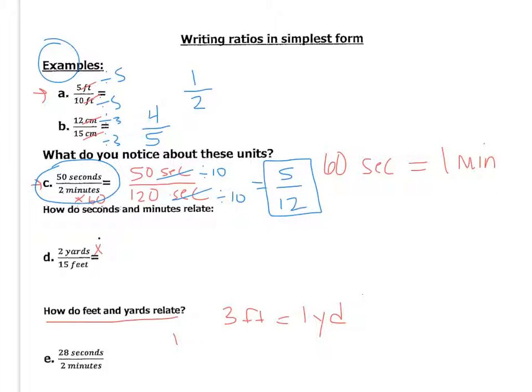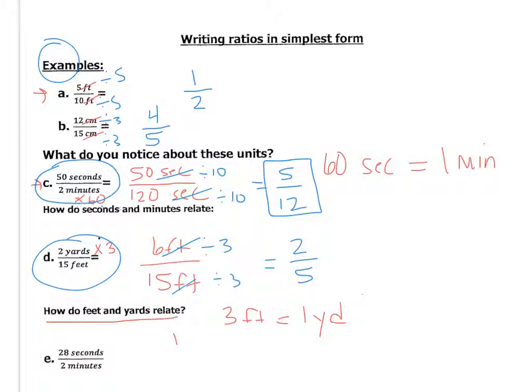If I multiply that by 3 feet each, I get 6 feet on the top over 15 feet on the bottom. So now my units match, so I can cancel those out. And now I want to see what I can divide 6 and 15 by. They are both divisible by 3. So 6 divided by 3 is 2, and 15 divided by 3 is 5. So again, 2 yards over 15 feet compared is really the same as the ratio 2/5.